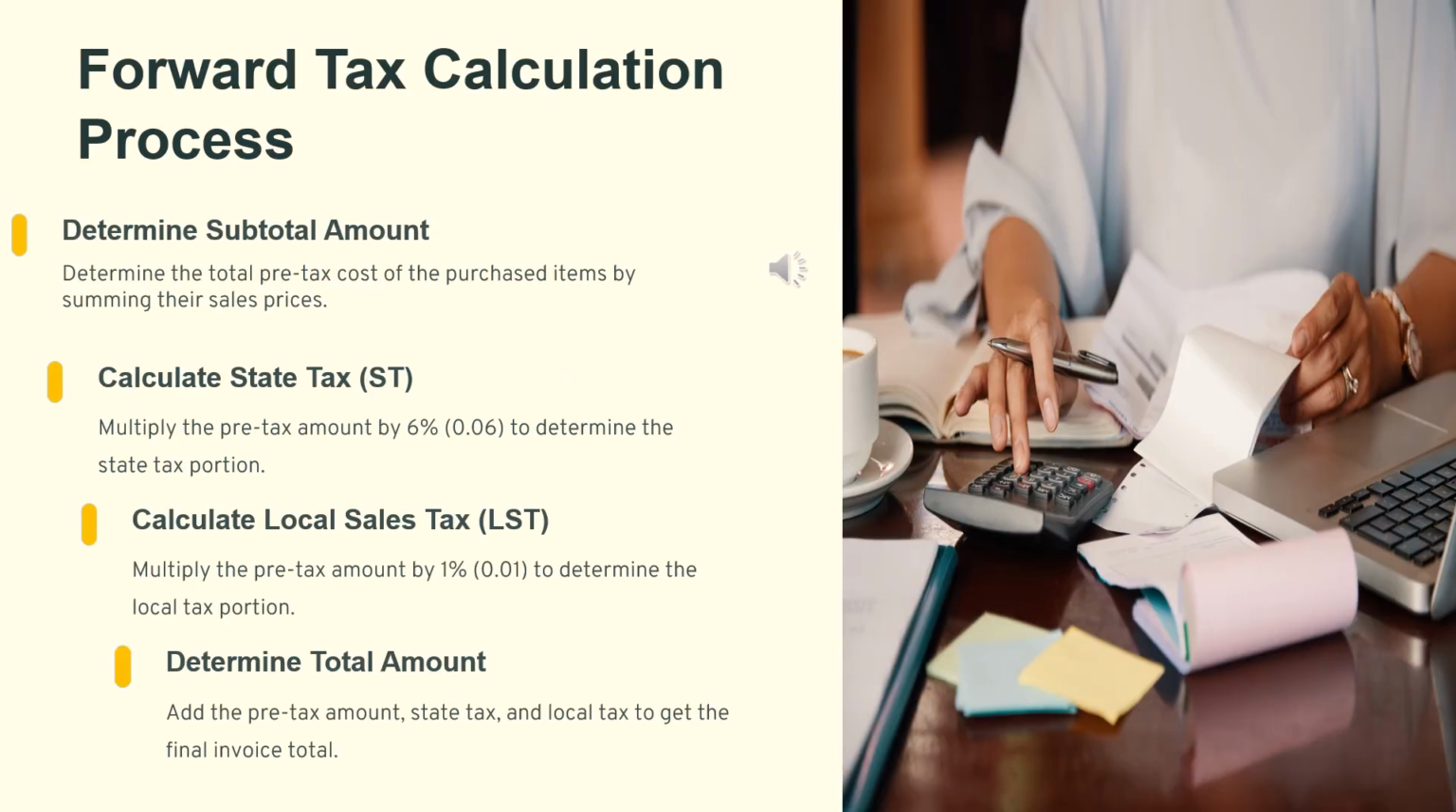Forward tax calculation process. Determine subtotal amount. Determine the total pre-tax cost of the purchased items by summing their sales prices. Calculate state tax. Multiply the pre-tax amount by 6% to determine the state tax portion. Calculate local sales tax. Multiply the pre-tax amount by 1% to determine the local tax portion. Determine total amount. Add the pre-tax amount, state tax, and local tax to get the final invoice total.